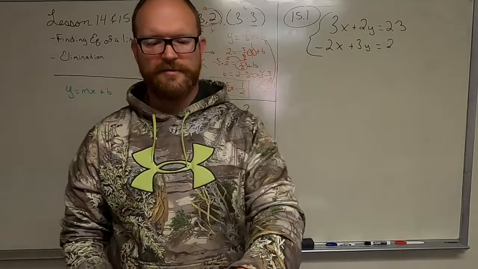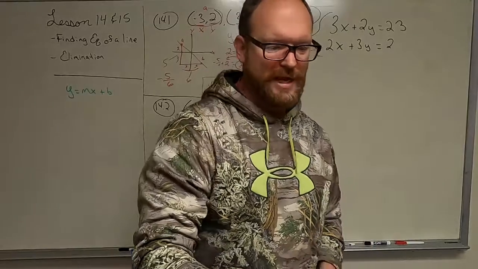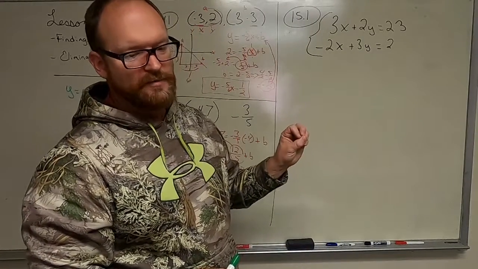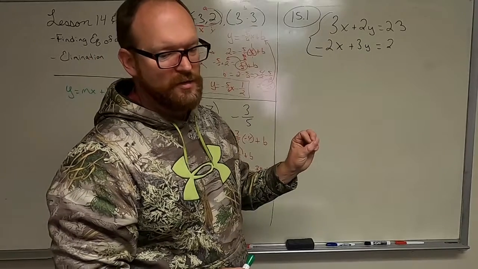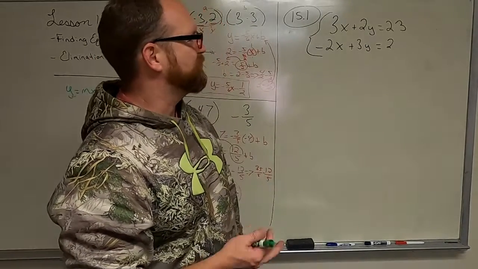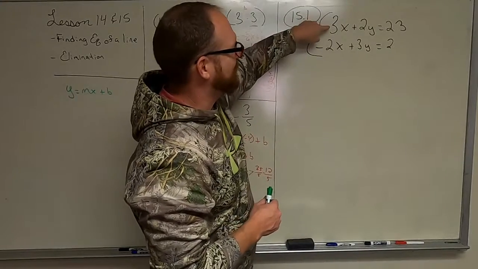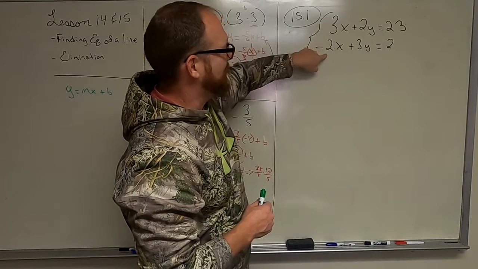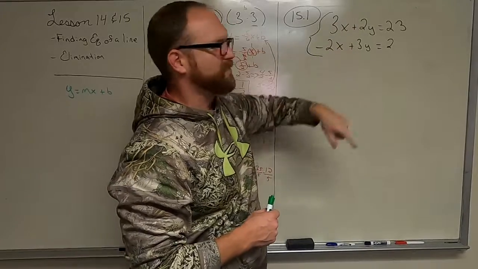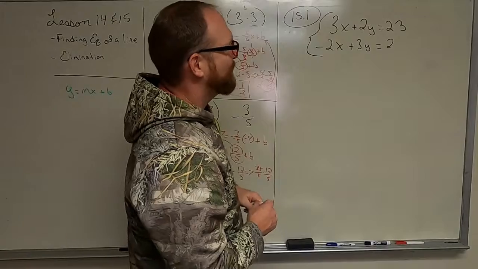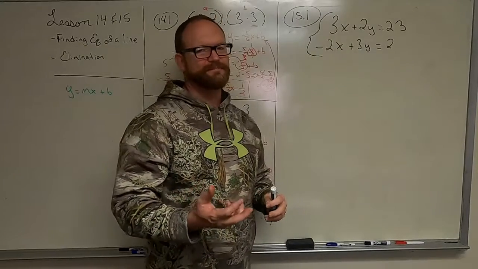The example that they give us in our book on page 80 is 3x plus 2y equals 23 and negative 2x plus 3y equals 2. Kind of an interesting thing here that they give us. They give a 3x and a 2x, a 2y, and a 3y. And the reason that's interesting is because we need the numbers to be the same.